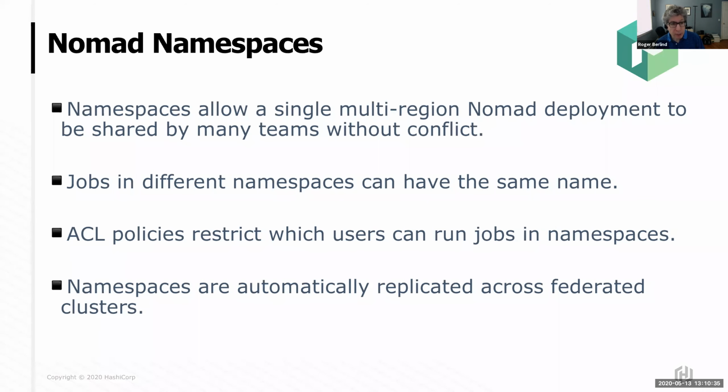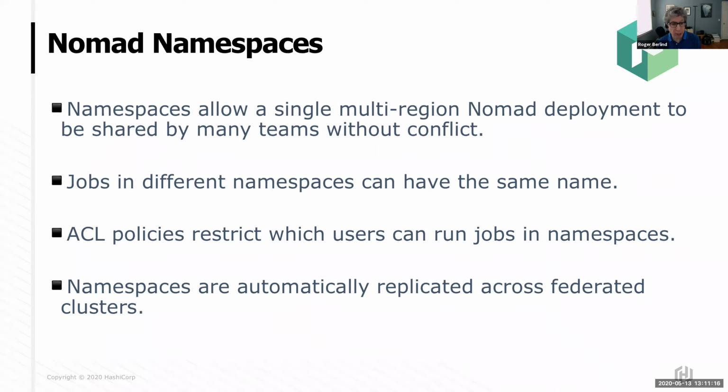We also then have Nomad Namespaces. Nomad Namespaces allow a single multi-region Nomad deployment to be shared by many teams without conflict. Jobs in different namespaces can actually have the same name. So if you want to have a dev namespace, a QA namespace, and a production namespace, you can have a job called website, and it can use the same job name in all 3 namespaces without conflicting with each other. Of course, you would probably configure those 3 job specifications a little bit differently in terms of the resources that might be needed and things like that. But they're not going to conflict with each other. So that's good from the point of view of lifecycle management of applications.